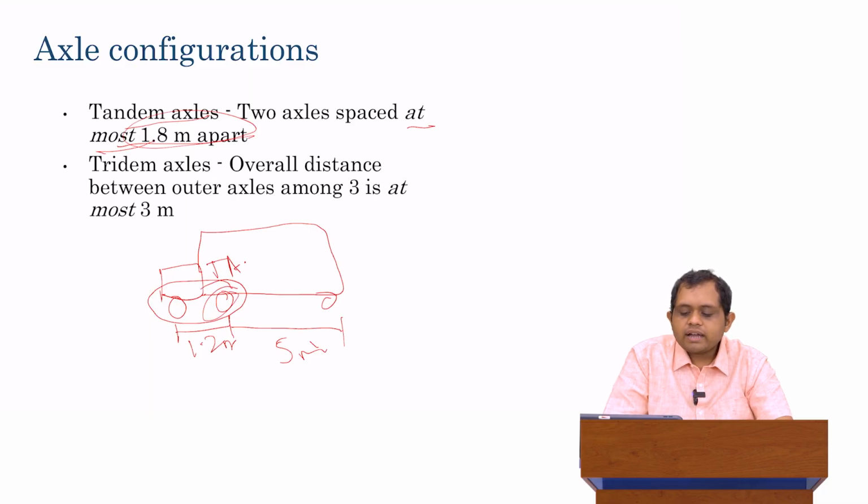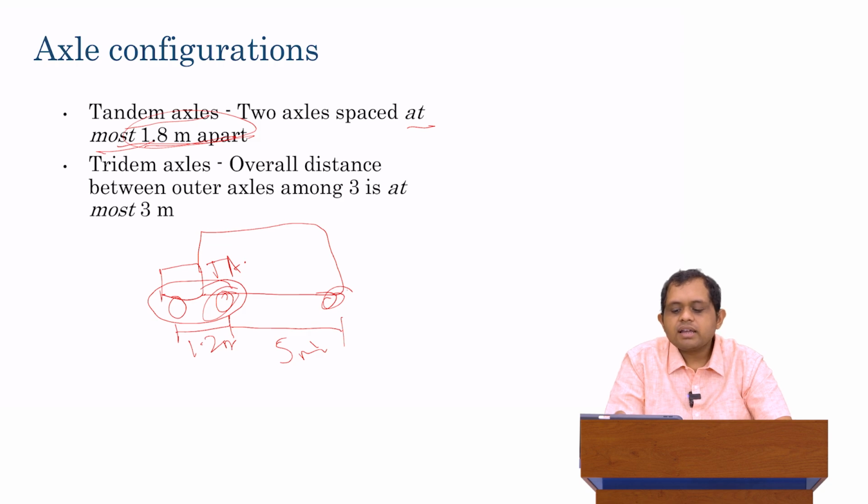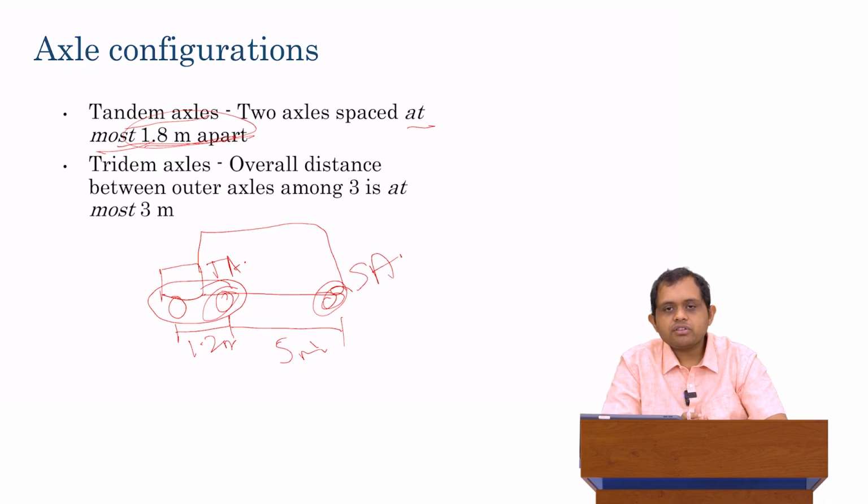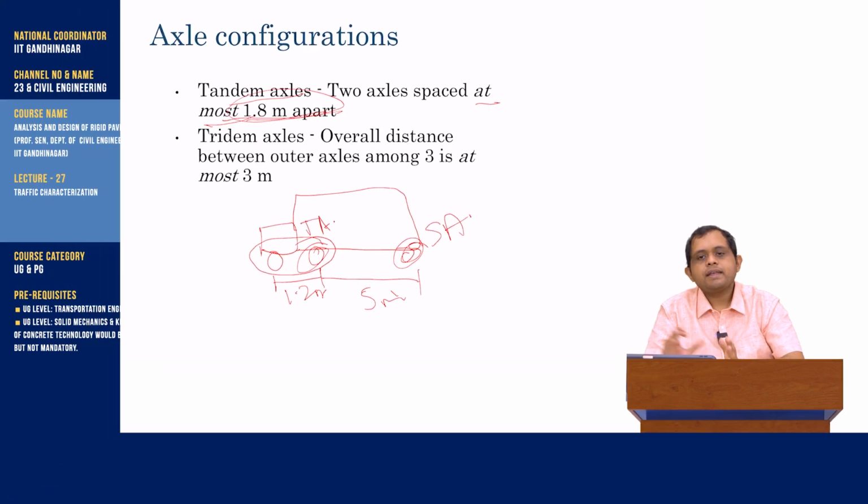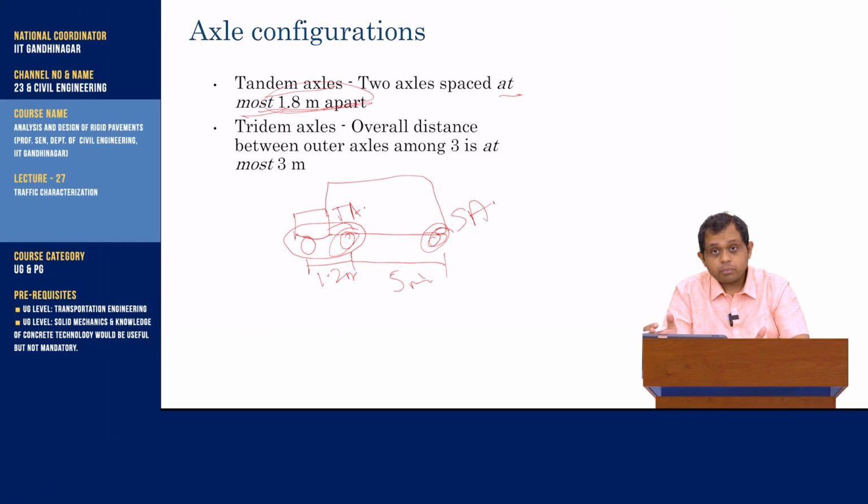Now, for these 2 axles, the distance between them is not tandem, so it is more than 1.8 meters apart. Since there are only two axles, there are not three axles, we say that this last axle becomes a single axle. So the first two are within 1.8 meters of each other, so they become a tandem axle. The next two are more than 1.8 meters apart and there's no third axle available, so the last axle therefore becomes a single axle.